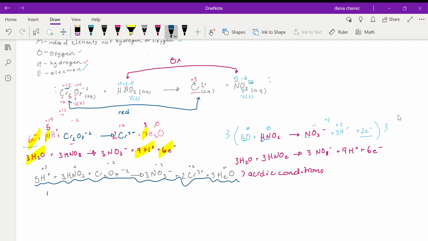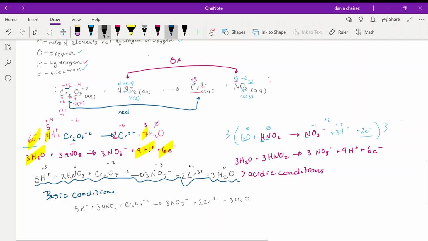But if we're going into basic conditions, I'm going to rewrite the same formula just because we already went through all the steps. So we're going to have 5 H+ plus 3 HNO2 plus Cr2O7 2- yields 3 NO3- plus 2 Cr3+ plus 3 H2O.